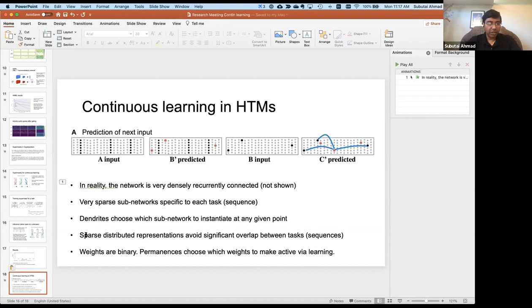In almost all of these cases, I think they have sparse representations to avoid significant overlap. And in the supermask case, it looks like the weights are close to binary. It's just two different values. In their case, instead of permanences, they have this pop-up score, which chooses which weights to make active via learning. So I thought these were kind of interesting correlations between the two.